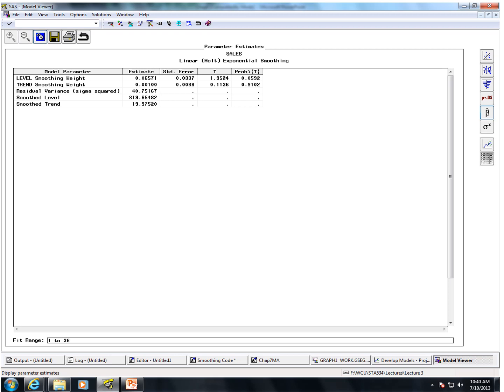The larger those smoothing constants, the more things are changing over time. But I simulated the data in a way that the pattern is always going to be, whatever it was, 100 plus 20 times t.